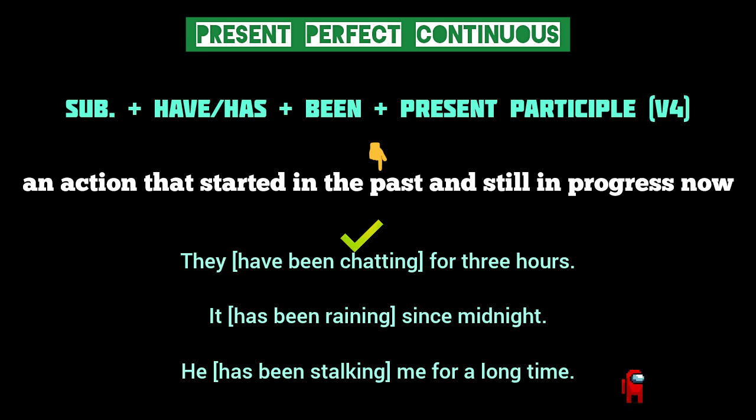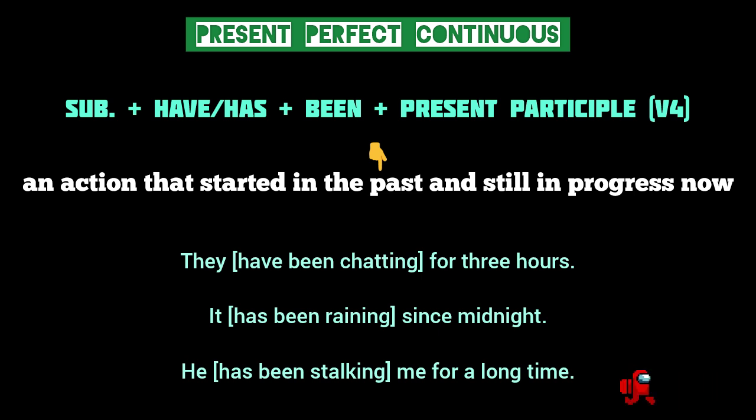Here the verb have been chatting is in present perfect continuous tense. And the phrase for 3 hours shows the duration of the action. So now we understand that they began chatting 3 hours ago and they are still chatting. So the present perfect continuous tense indicates not only the continuity of an action at present, but also its duration.